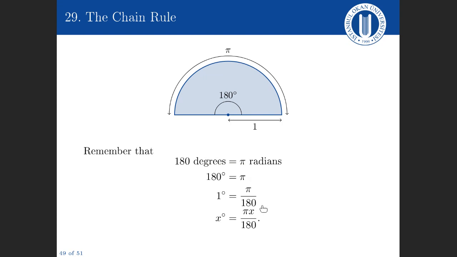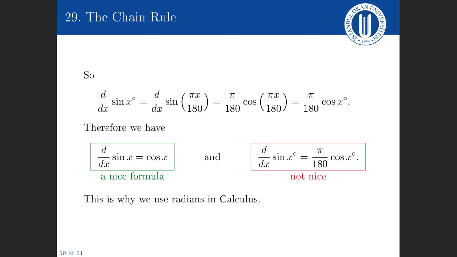That means 1 degree is pi divided by 180 radians. Multiplying both sides by x, x degrees is equal to pi x divided by 180. So now we can differentiate sine of x degrees. This is the same as the derivative of sine of pi x divided by 180. Using the chain rule, I'll leave it for you to check, we get pi divided by 180, cos of pi x over 180, or pi divided by 180, cos x degrees.